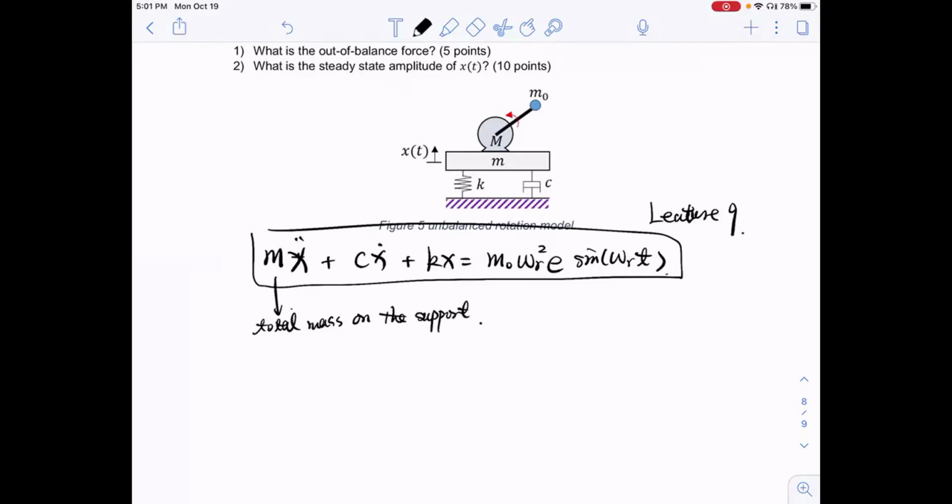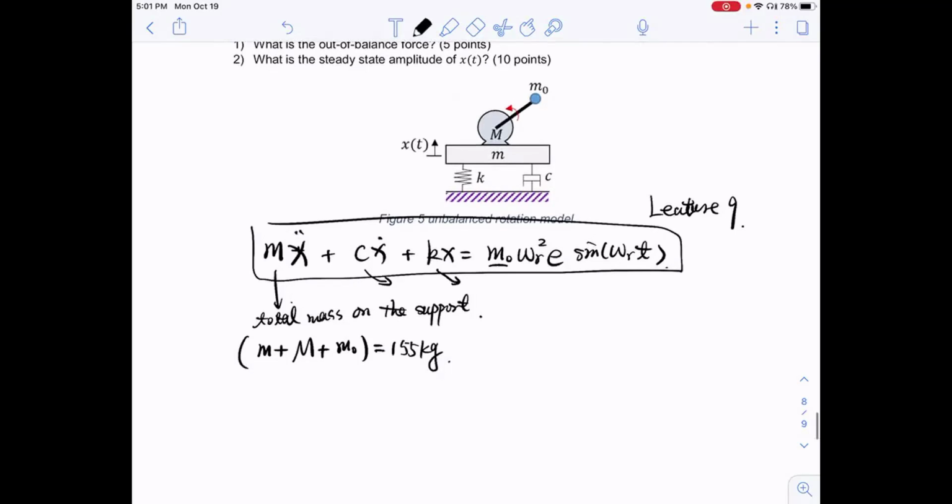So let's look at this problem. What's the total mass here? We have big M and M naught sitting on this mass, the support. So that's why the total mass here is M naught, big M, and small m. So you have to consider everything. The damping C is the damping of the support. K is the stiffness of the support. So over there it is pretty straightforward. This M naught is the moving, or I should say rotating, mass. Over there it is just M naught. And then omega R is the rotating speed.